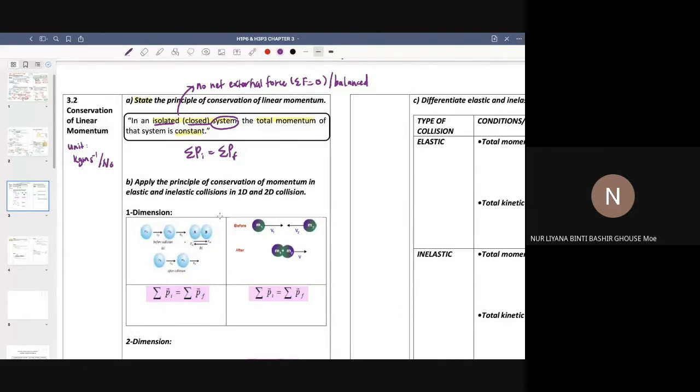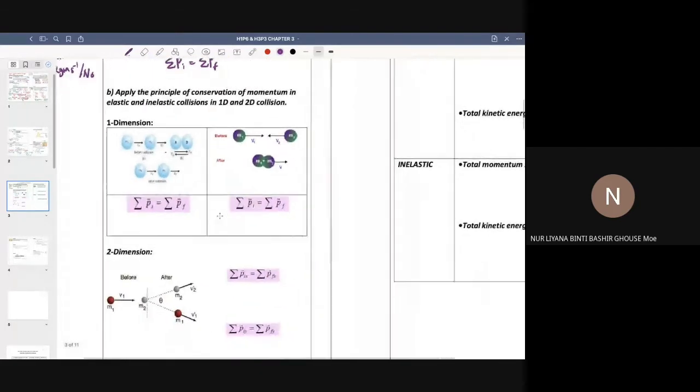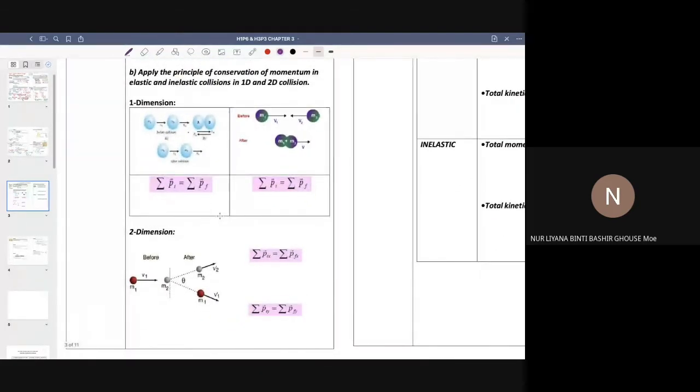Okay, kita teruskan. So the next one. Yang ni make sure you pay attention juga. The next learning outcome is apply the principle of conservation of linear momentum. So tadi awak dah hafal definition dia, but now you have to apply. Maksudnya you have to use the concept tadi. So dia kata we have for two cases. The first one is the first dimension, and second dimension.